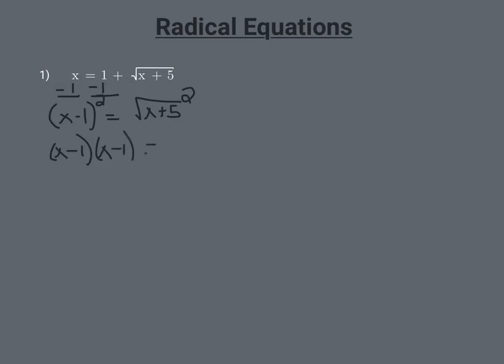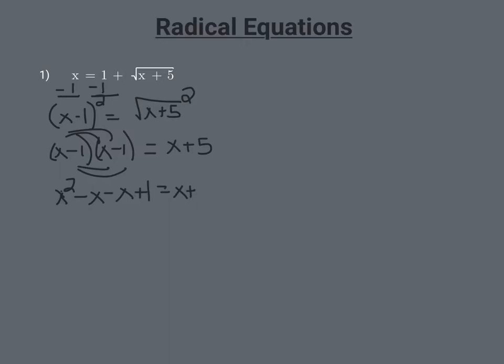And then, like we said, on the right-hand side of the equation, a square and a square root cancel each other off, leaving us with just what was underneath the radical, which is x plus 5. All right, so let's just solve from here. Let's double distribute. So x times x is x squared. X times negative 1 is negative 1x. I'm just going to write negative x. Negative 1 times x is another negative x. And negative 1 times negative 1 is positive 1. And then I'll bring down the x plus 5.